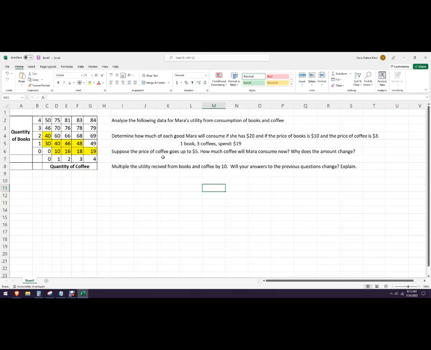Suppose the price of coffee goes up. How much coffee will she consume? Goes up to $5, not by $5. So we want to change that. I'm going to hit Format Painter and then just turn all those back to white. Okay, so let's see what she can afford now.